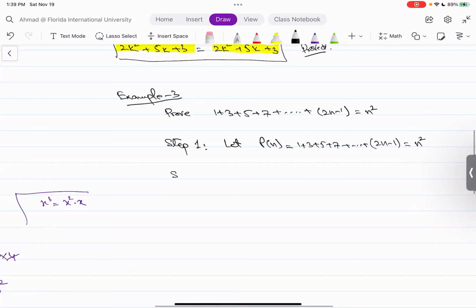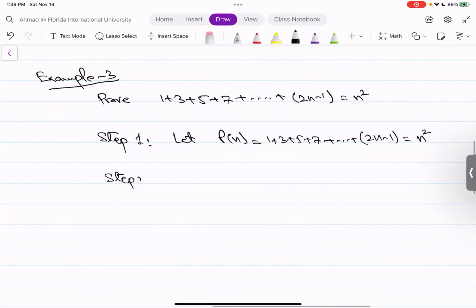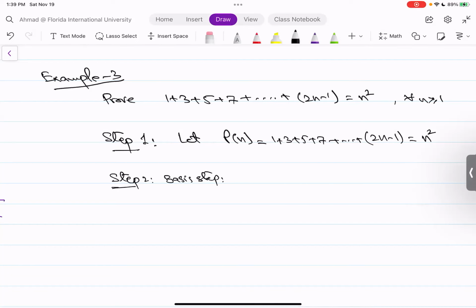Then in step number 2, I have to use the basis step, right? So step number 2 is the basis step. What I have to show here, first, is that this is true for all n greater than or equal to 1. This will be given to you in the exam or even in the book exercises, wherever you are going to see this, the value should be given. Then in the basis step, I have to prove that this is true for the smallest value of n, which is same as reaching the first rung of the ladder, right?